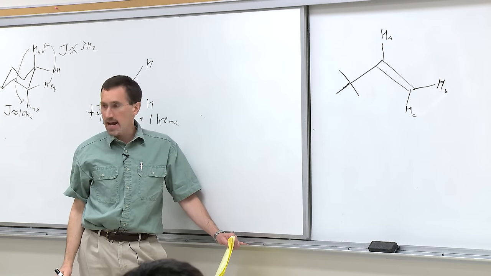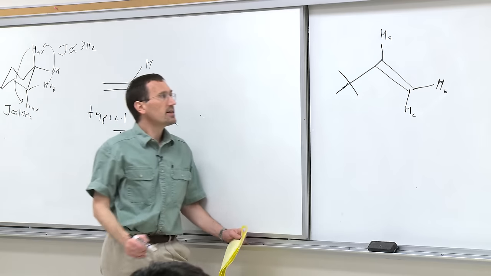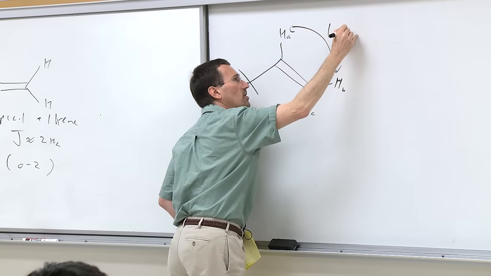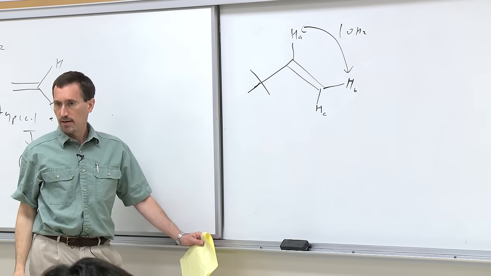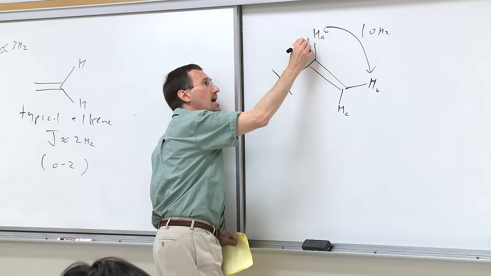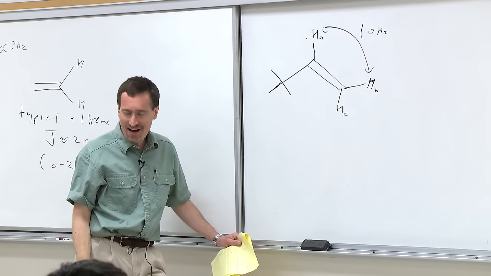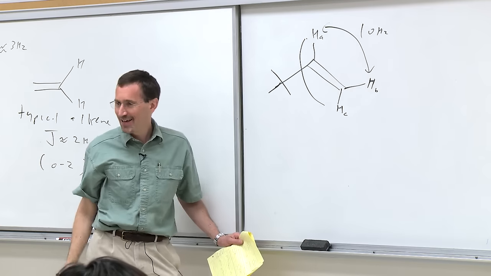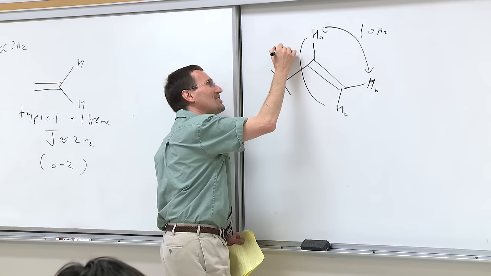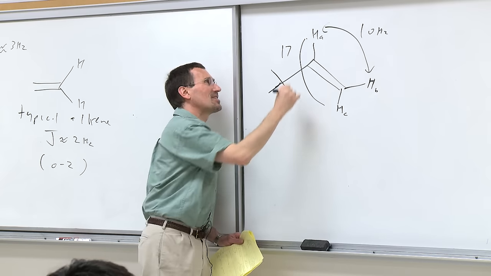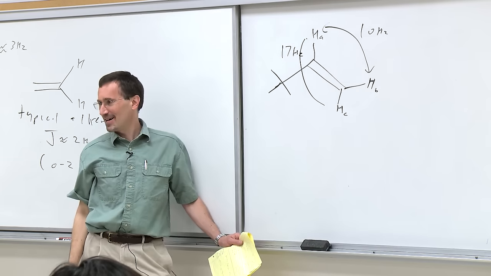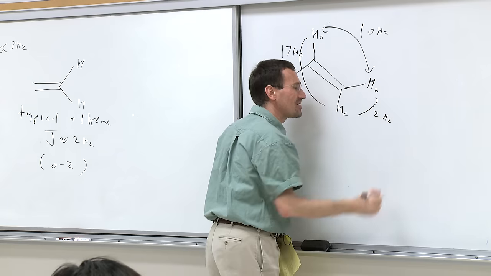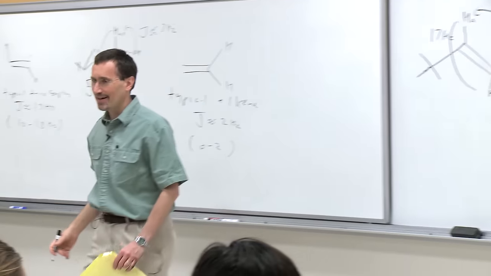All right, so HA has a trans relationship to HB. So they should split each other with about a 10 hertz coupling. HA has a cis relationship to HB. They should split each other with about 10 hertz coupling. HA has a trans relationship to HC. They should split each other with about 17 hertz coupling. And HB and HC have a geminal relationship. They should have about a 2 hertz coupling.